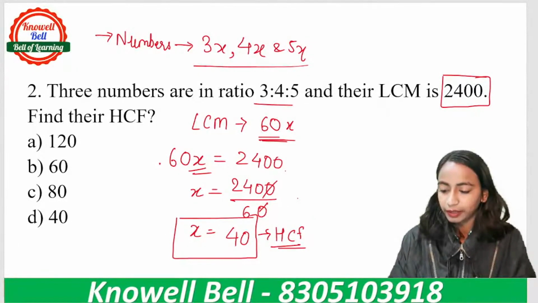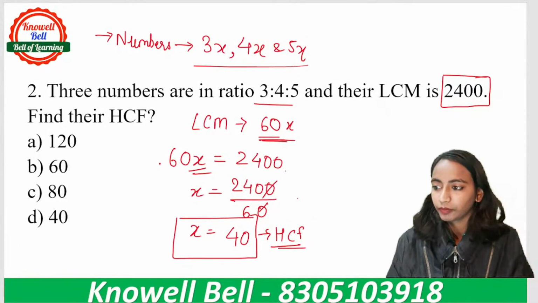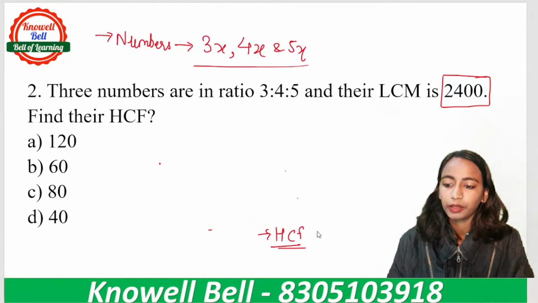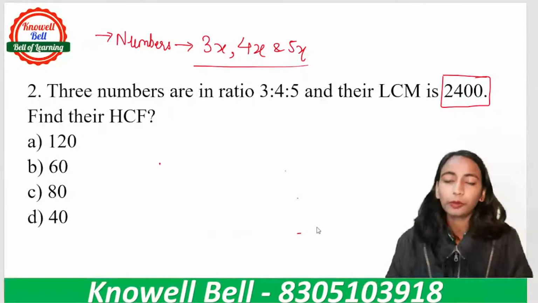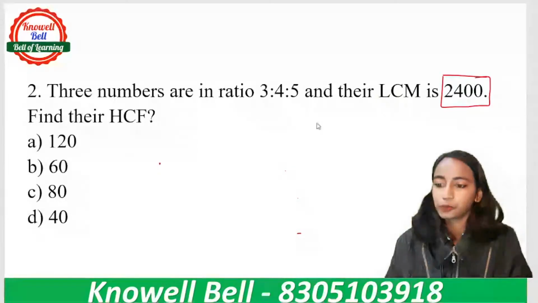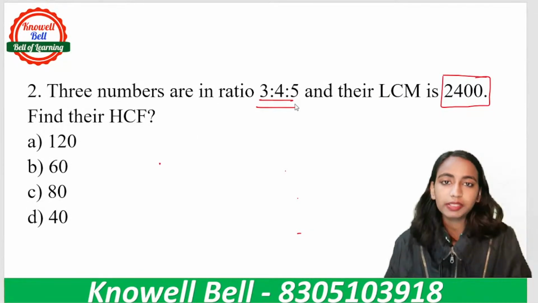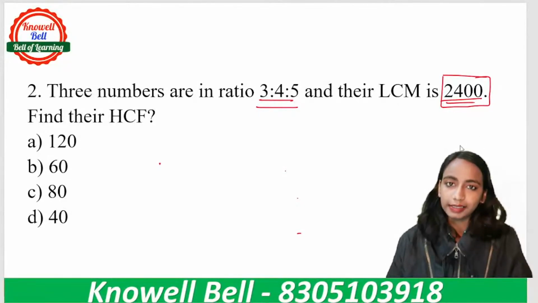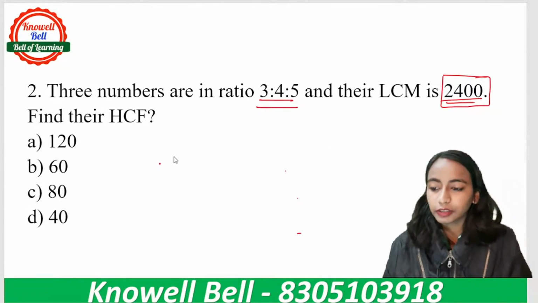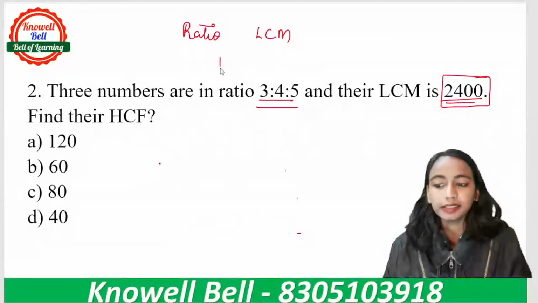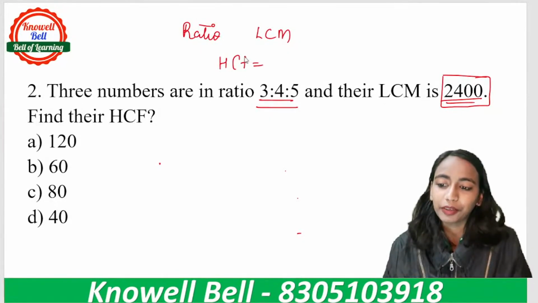So I'm explaining it again. What is given to us in this question? Only two things are provided to us: the ratio of the numbers and the LCM. The numbers are not provided. So you can take it as a formula that in such a condition, where you are provided with the ratio and the LCM, you have to find out the HCF.